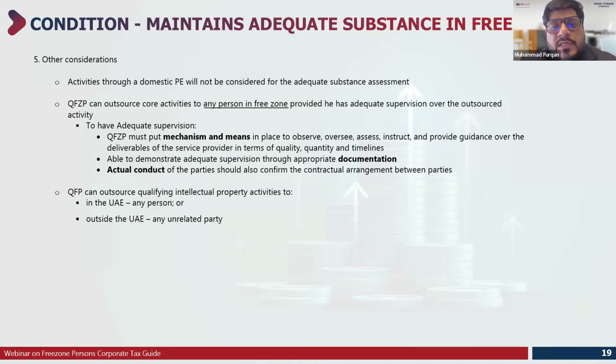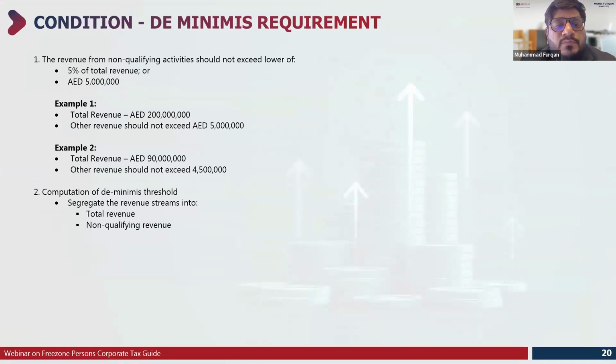And next condition, Rahul, please. Next slide. The next and last condition which we will be covering today is the de minimis requirement. The de minimis requirement simply allows a qualified free zone person to earn a marginal income or marginal revenue from other activities to be able to remain under the free zone criteria. But it has some conditions.